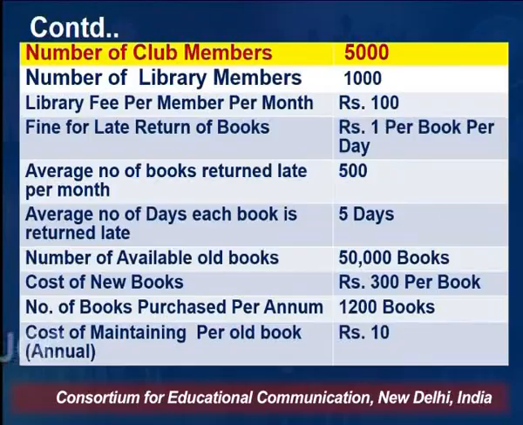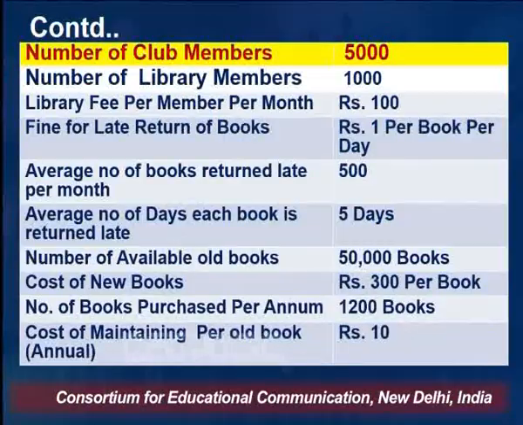The average number of days each book is returned late is 5 days. So one person is keeping the book for approximately 5 days. This is what they are reporting. Number of available books in the library is 50,000. Cost of a new book, if we are purchasing, is rupees 300 per book. The number of books they are purchasing per annum: this year they have purchased 1200 books. This is what they are reporting. And the cost of maintaining per old book, this is the annual cost, is rupees 10.